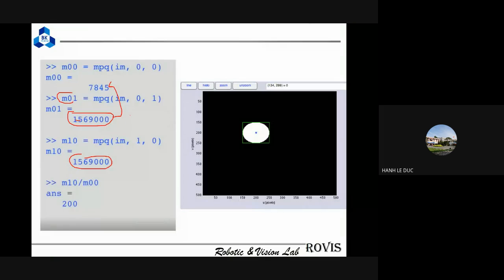Okay, when we divide, we will have the M10 here, right? So we will have UC here, right? And VC is similar. So this equation is similar to your traditional calculation to calculate the centroid of the blob.